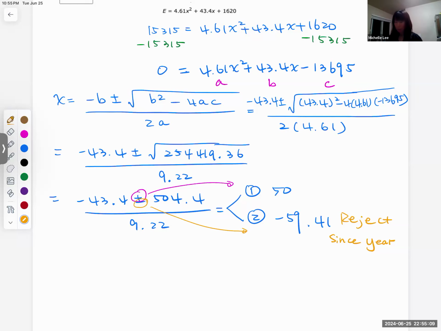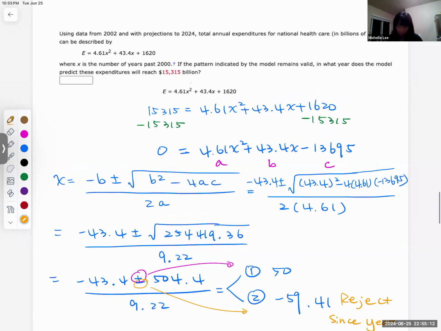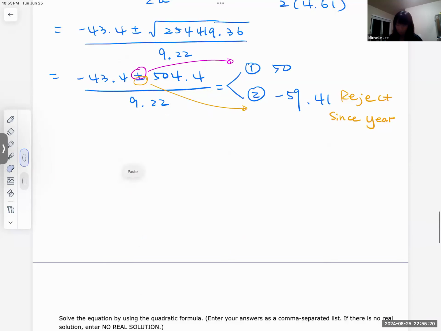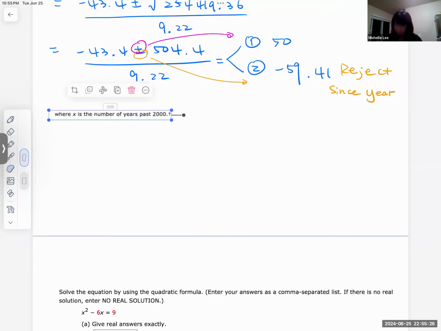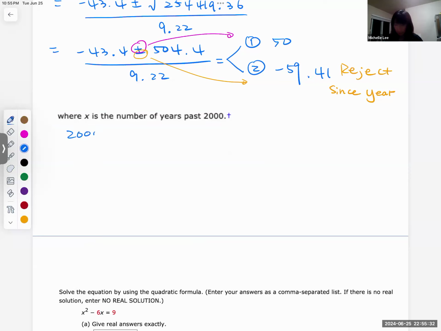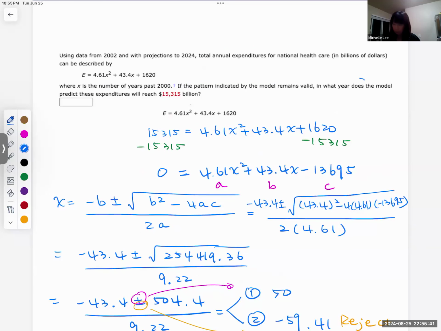Since we talk about the year, we reject this one. Okay, so 50, right? So they say that x is the number of years past 2000, right? So we can say 2000 plus 50, which is the year 2050, right? So 2050. That's okay? All right, so let's move on.